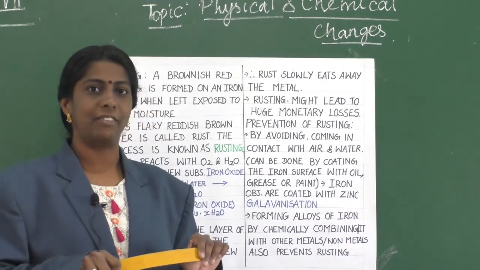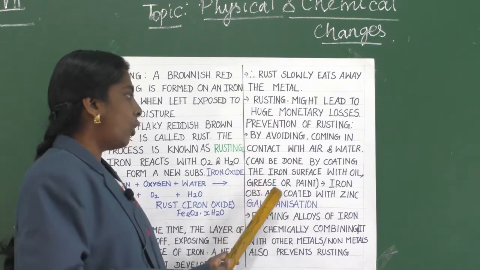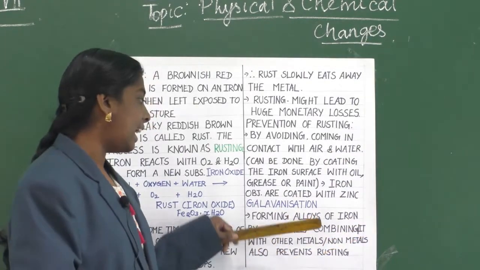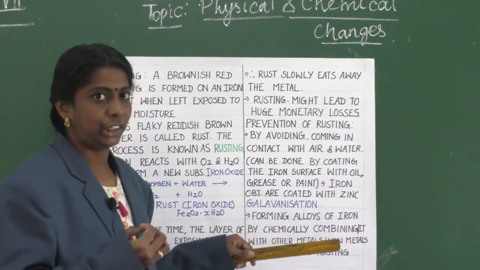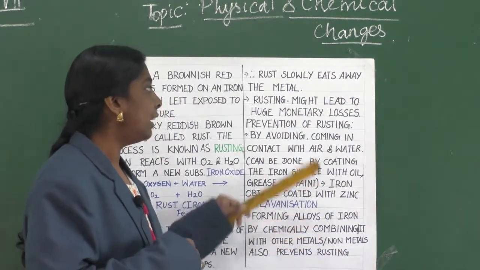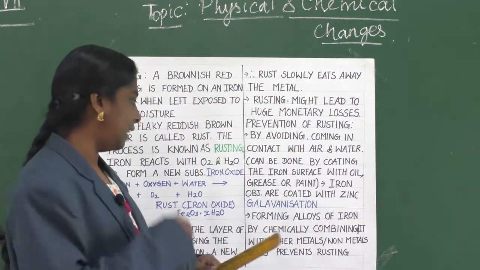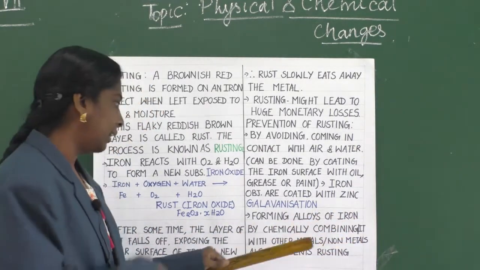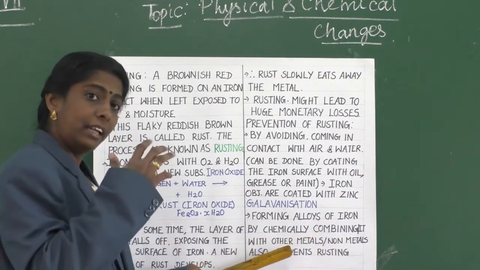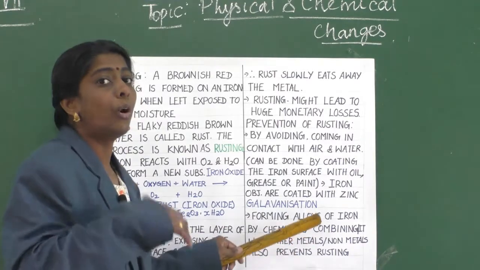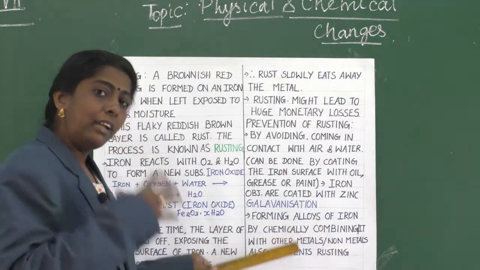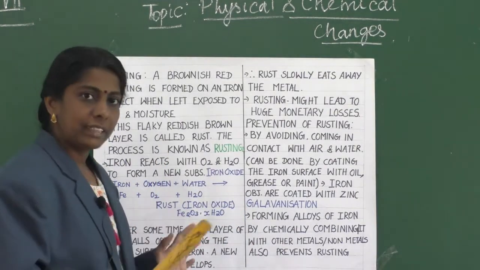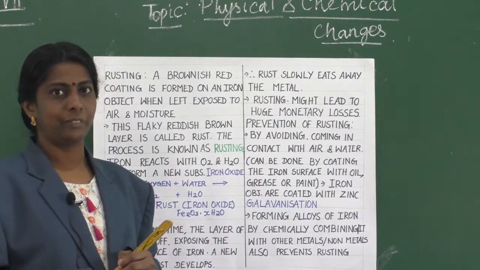Then the second step, second process is nothing but galvanization. So what do you mean by galvanization? Iron objects are coated with zinc, and that process is said to be galvanization. And by following this step also, we can prevent rusting. Clear? Then forming alloys of iron, by chemically combining it with other metals or with non-metals. That also prevents rusting. So this is about rusting and how to prevent it. Clear, children?